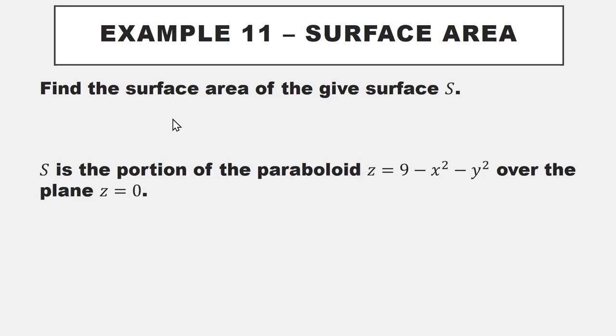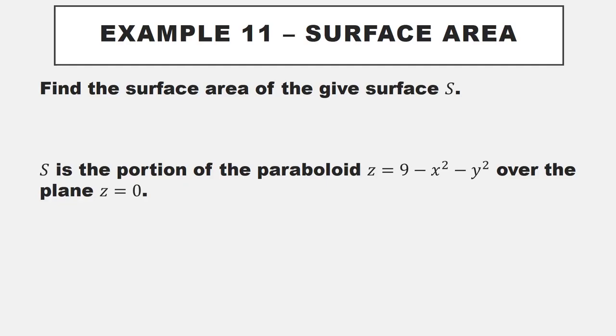Let's do one more. Let's find the surface area of this surface, S, the portion of the paraboloid over the plane z equals 0. So I went with a different paraboloid here so that we can integrate it a little bit easier, but also so that it doesn't go so high when we look at the graph. So 9 minus x squared minus y squared is equal to z.